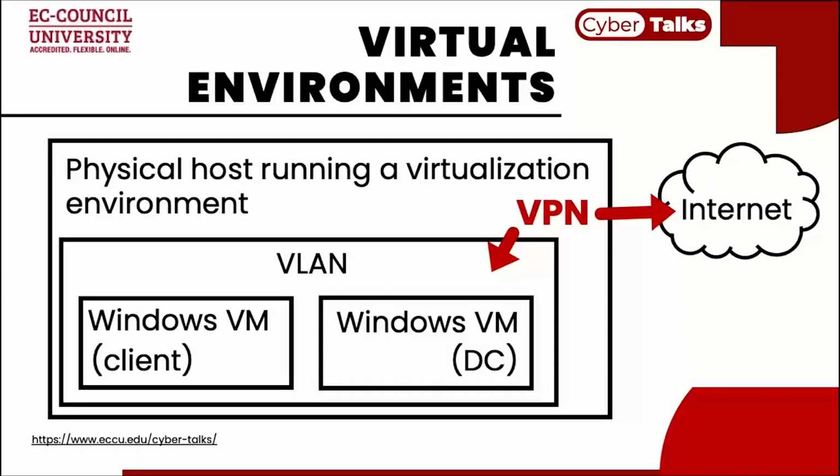Now, this image represents how a virtual environment would function. Your Windows VM, or VMs if you're running multiple VMs, would run within a virtual LAN that's being hosted in that virtualization environment. Also, note the VPN in this example, and I'll get to that a little bit later.